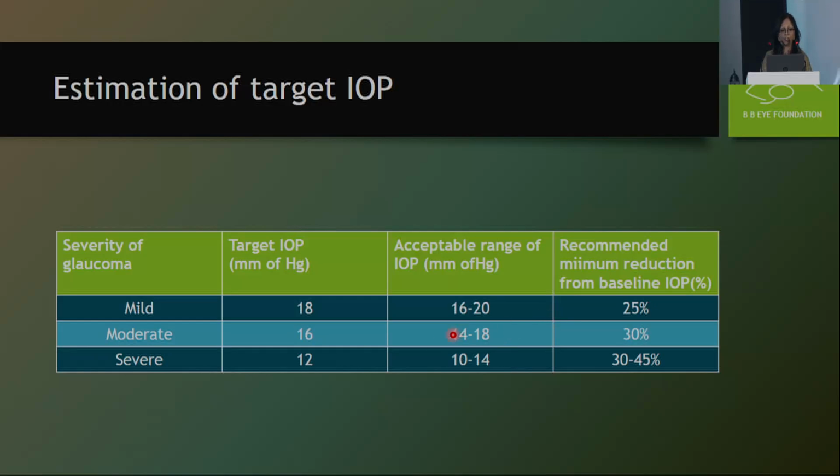Estimation of target IOP, let us have a look at this. We actually estimate it on the severity of glaucoma, which we divide into mild, with a target IOP around 18, range 16 to 20, and a recommended minimum reduction from baseline of 25%. In moderate glaucoma, it's around 14 to 18, and the recommended reduction is 30%. And in severe glaucoma, it's to bring it down to around 10 to 14, and the recommended reduction is 30 to 45%.